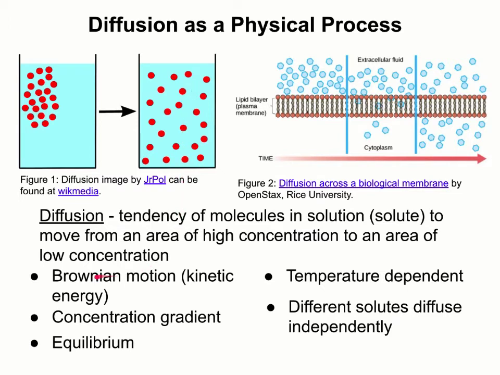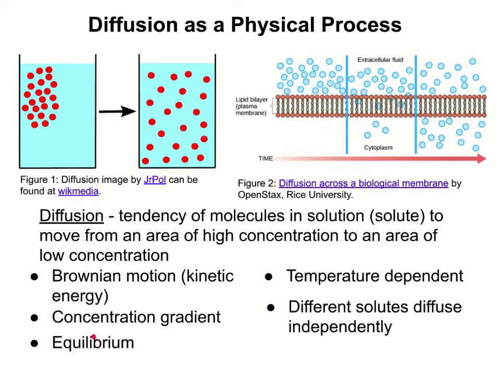The answer lies in Brownian motion, which is the tendency of all molecules to be in constant random motion. In other words, molecules have kinetic energy. Temperature is a measure of kinetic energy. The higher the temperature, the greater the kinetic energy, and the greater the rate of diffusion. If molecules are constantly moving in random directions, they will eventually be evenly spread out. This is a state of equilibrium. Importantly, at equilibrium, molecules are still moving, but because the movement is in random directions, there is no net movement.